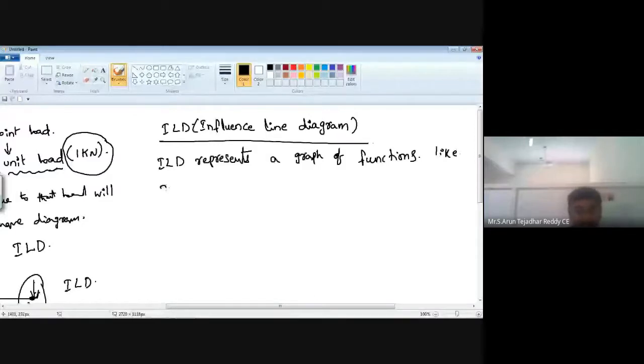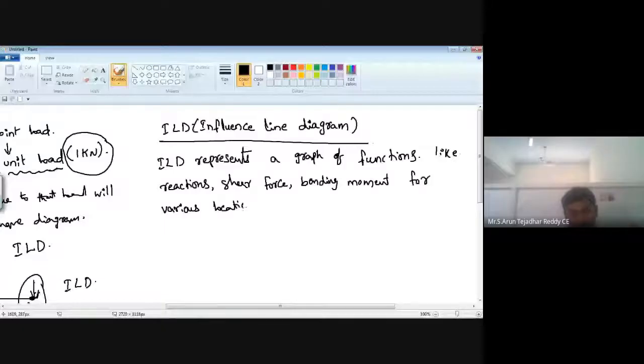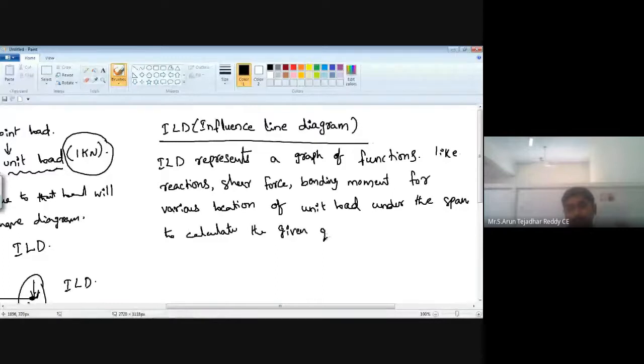Like reactions, shear force, bending moment, for various locations of unit load under the span to calculate the given quantity. So this is our definition of influence line diagram.